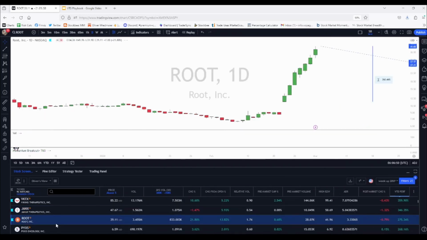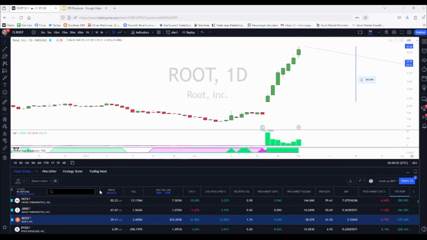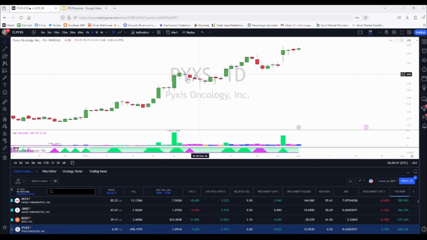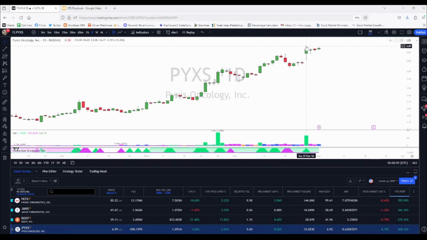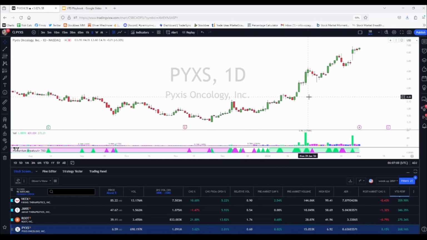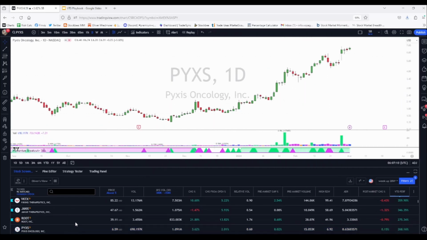Root is already on. We need to see it pull back before we enter on the breakout. This is good. We have the big ignite bar, and then it trades sideways. However, it's already 1, 2, 3, 4, 5, 6. So I don't want to keep messing with it. I will pass on that.